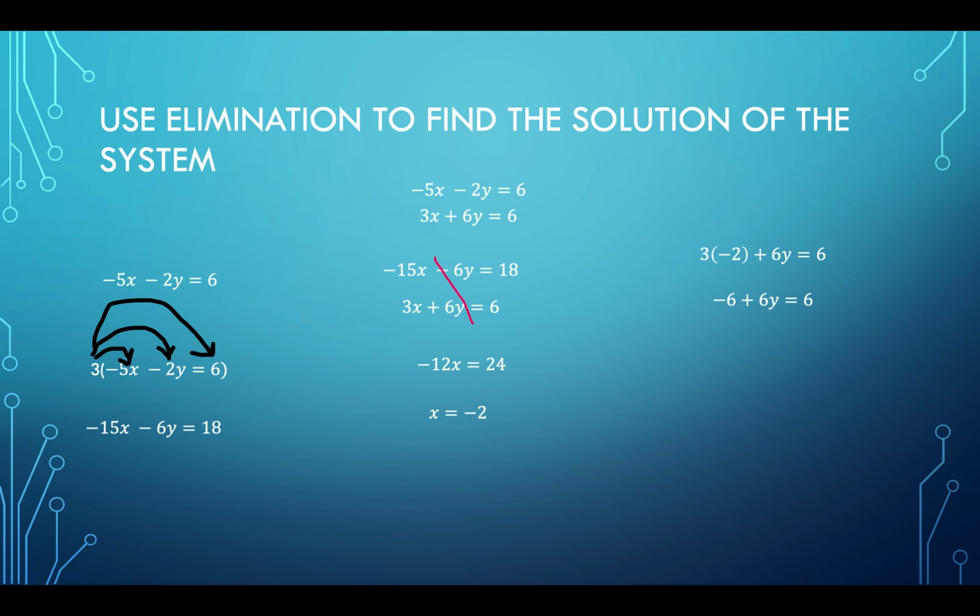We got to get that 6y by itself, so we have to add 6 to each side. And then when we do that, we get 6y is equal to 12. To get y by itself, you divide each side by 6. And then we're left with y is equal to 2. So your answer is x is equal to -2 and y is equal to 2.